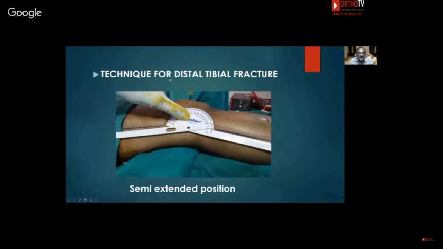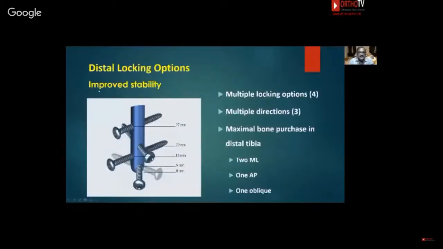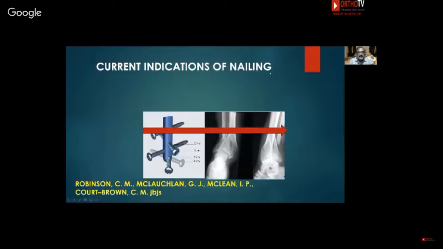Now for the technique for a distal tibial fracture, the same semi-extended position, and you can see that you use it for proximal tibial fracture, distal locking option. There are 3 locking or 4 locking systems, and these are 2 mediolateral, 1 AP and 1 oblique. This is the specification and current indication for nailing. You can see here, this is the third 22 mm.